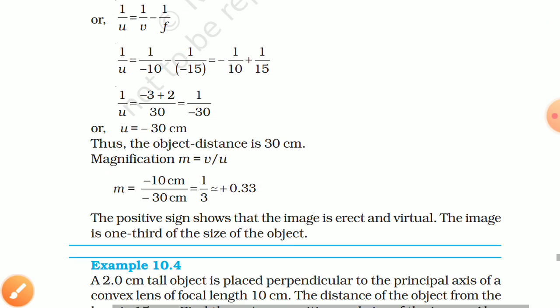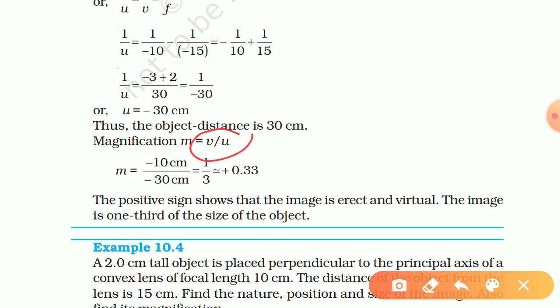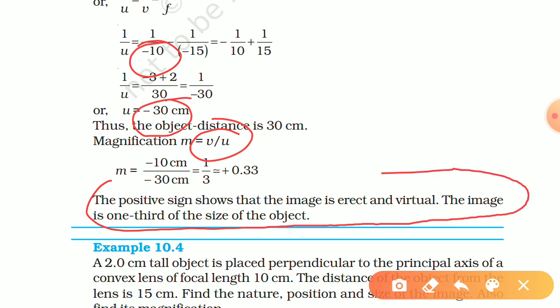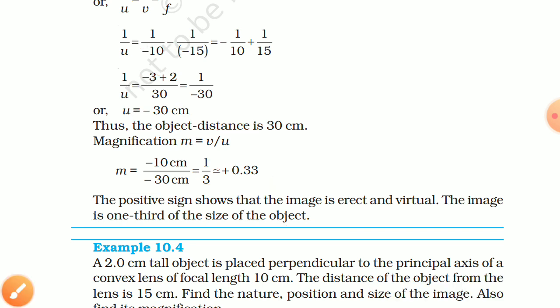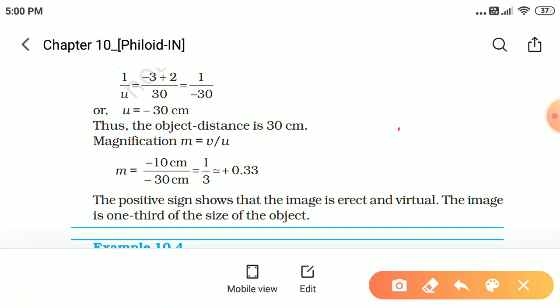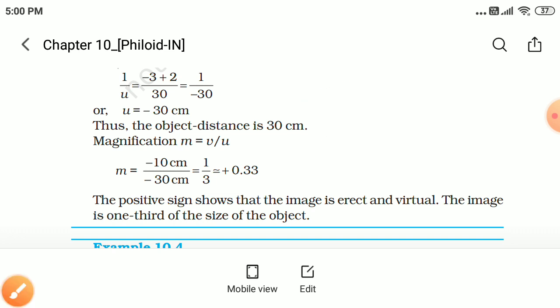So the magnification formula: m is equal to v upon u. v is minus 10 and u is minus 30. So minus 10 divided by minus 30 will be 1 upon 3, and it will be plus 0.33. And this plus sign shows that the image is erect and virtual, and the image is 1/3 of the size of the object. Okay, this 0.33 shows that the image is 1/3 of the size of the object, for example, the object is 3 times bigger than the image.